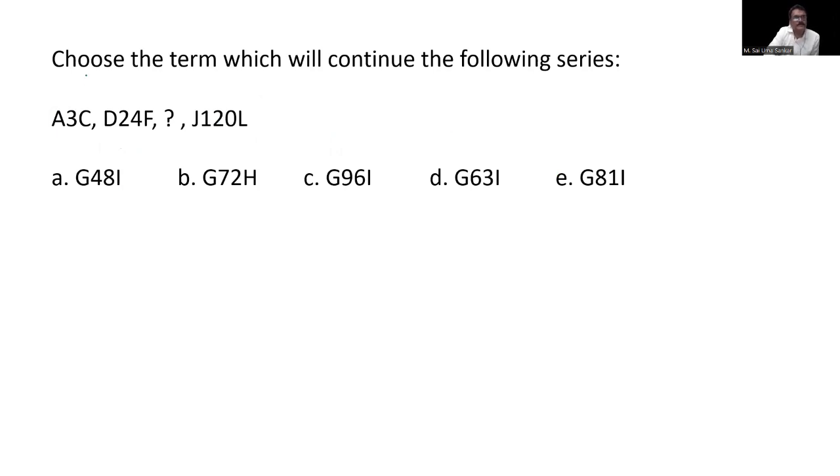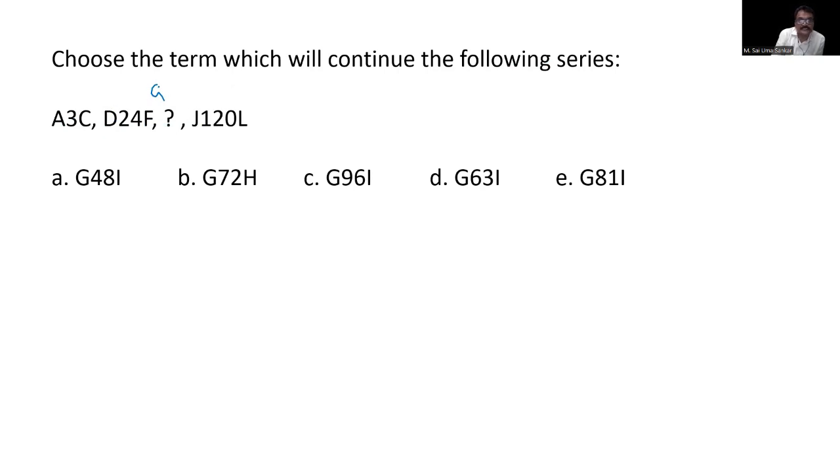Next one. Choose the term which will continue the series, same as this. Here, missing element. We require the missing element. A, C, D. Next, F. What is the next one? Must be G or not. J. If you observe, the previous letter of D is C.